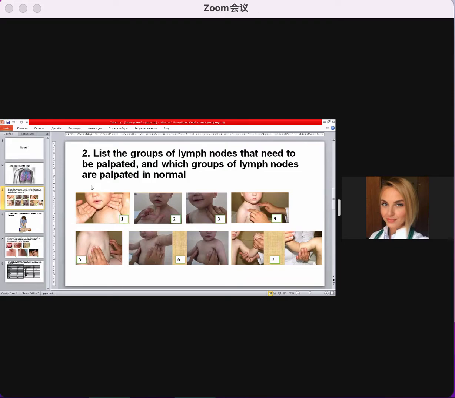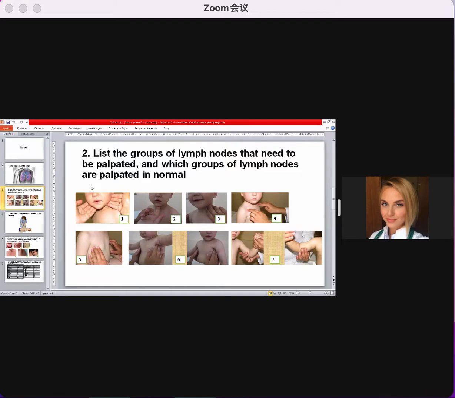Then next. This one is normal. Axillary lymph nodes, yes, normal. Then number 6 have 2 photos. Okay, and number 7 have also 2 photos.